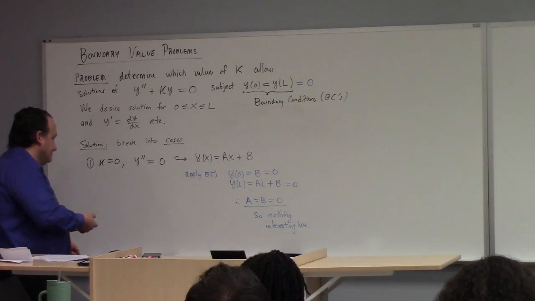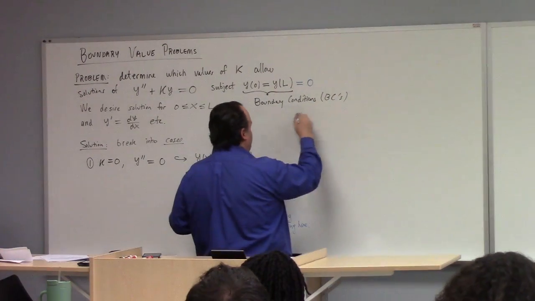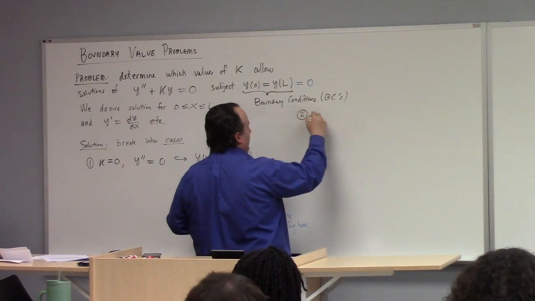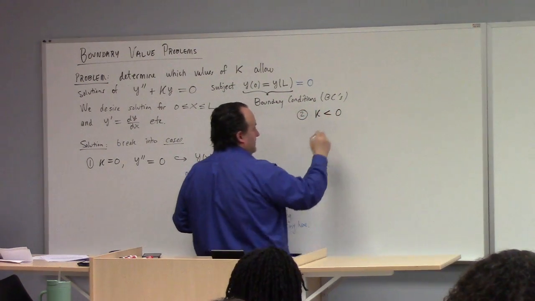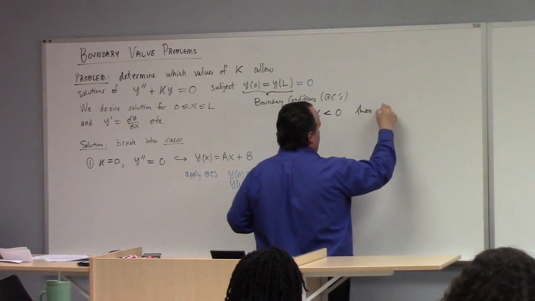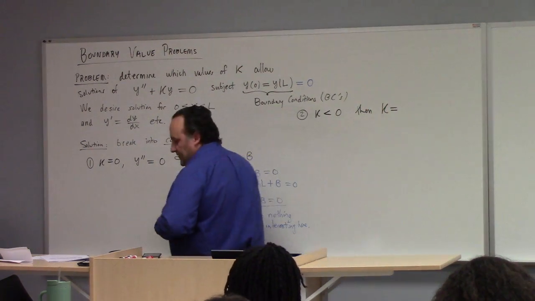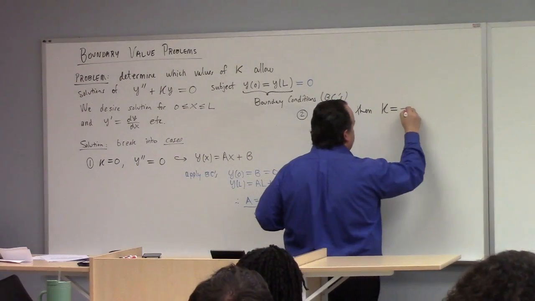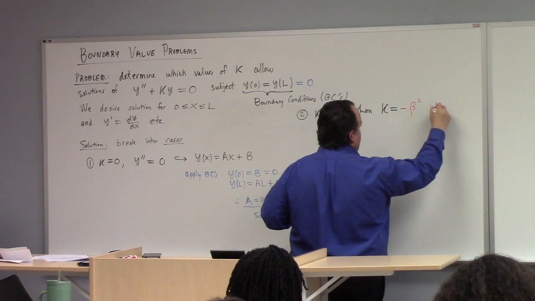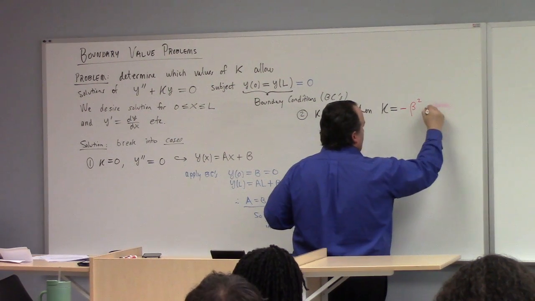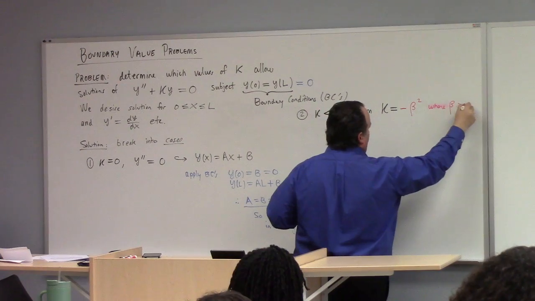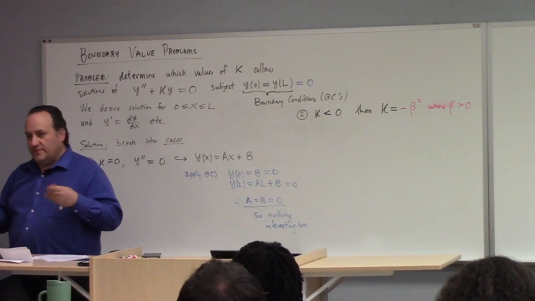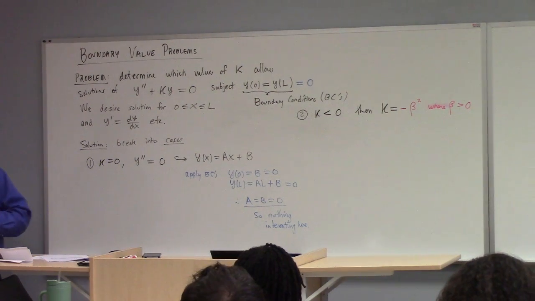Case number 2. How about k less than 0? Then we can write k is equal to, and I'm going to do something a little bit weird here, so watch me, minus beta squared, where beta is positive. I claim there's no loss of generality there. If you have a negative number, certainly we can write it as minus the square of a positive number.